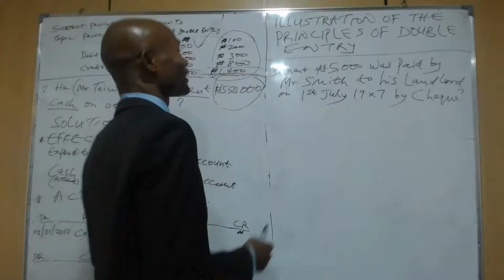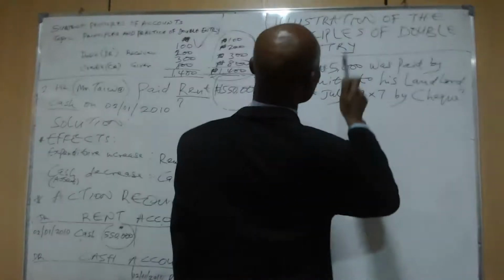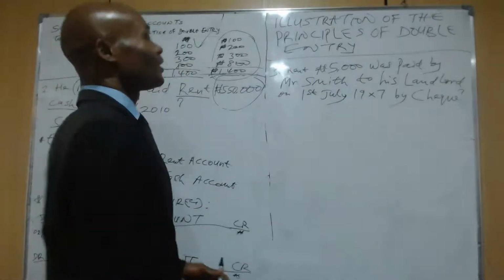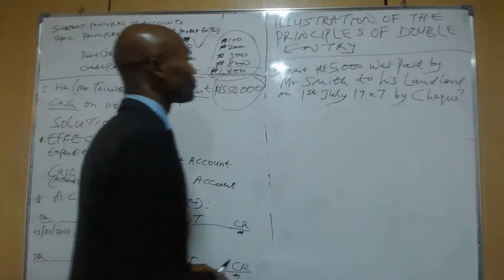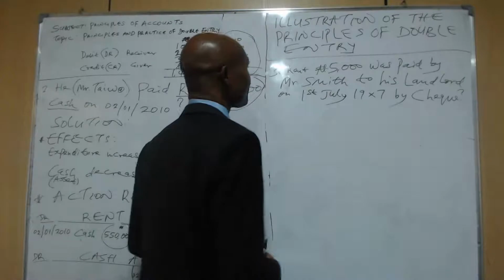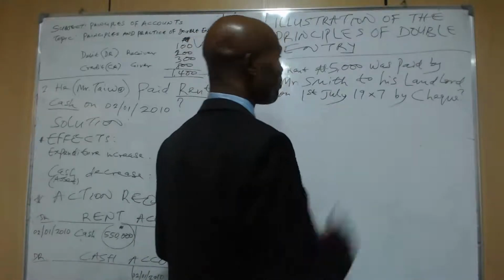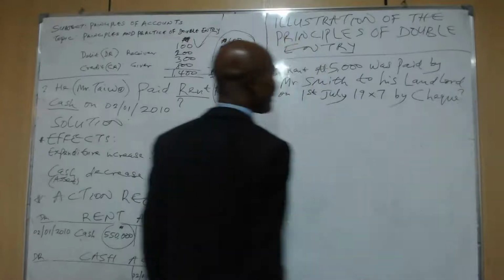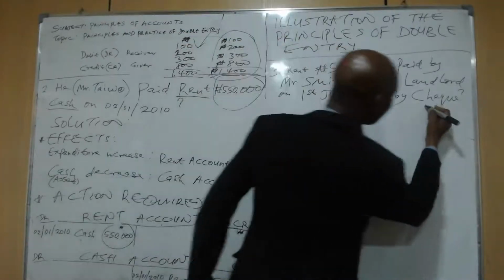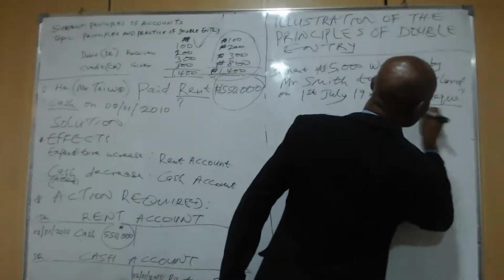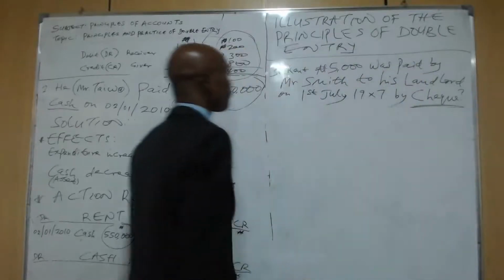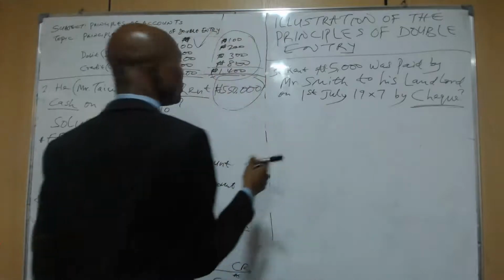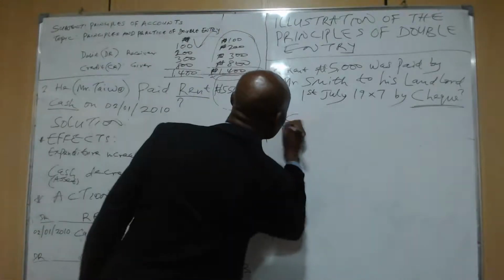What that means, Mr. Smith wants his landlord to go to the bank and have value for his money, to go and withdraw the money by himself in the bank. So bank is involved in this transaction. In this illustration 3, bank is involved by the reason of the word check. Okay, we'll go into the solution immediately.